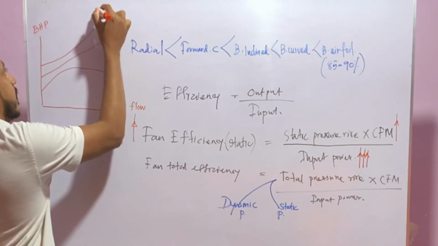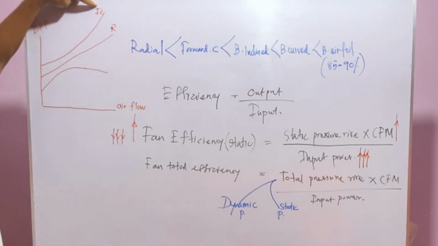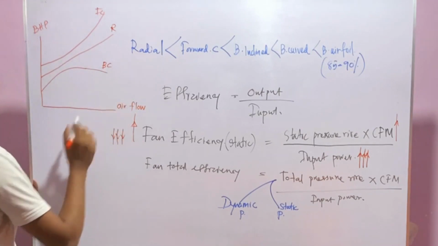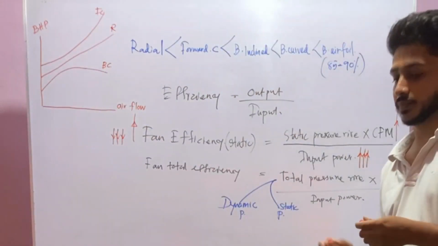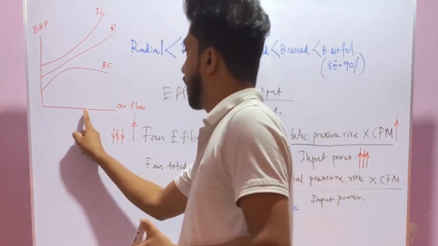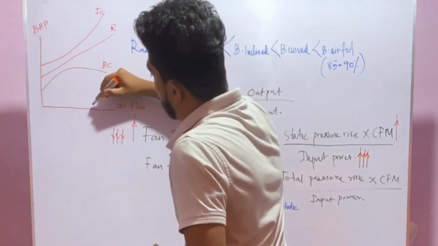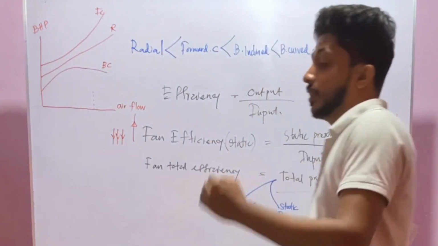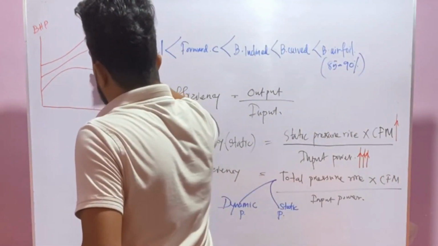This is the radial, this is the forward curve, and you can see this. Okay? And this is the backward curve. So that is how power behaves. That means if I increase my airflow to a certain amount, this backward curve fan does not overload the motor.